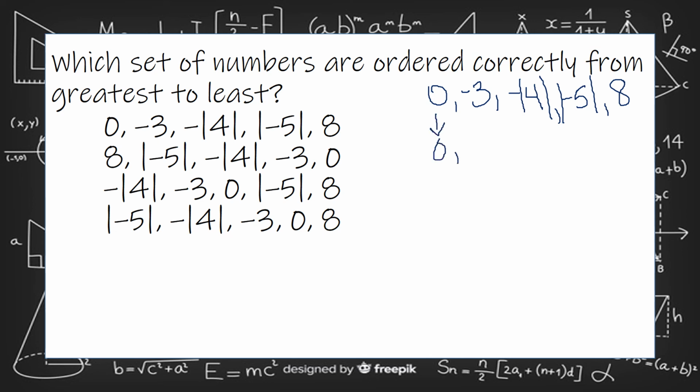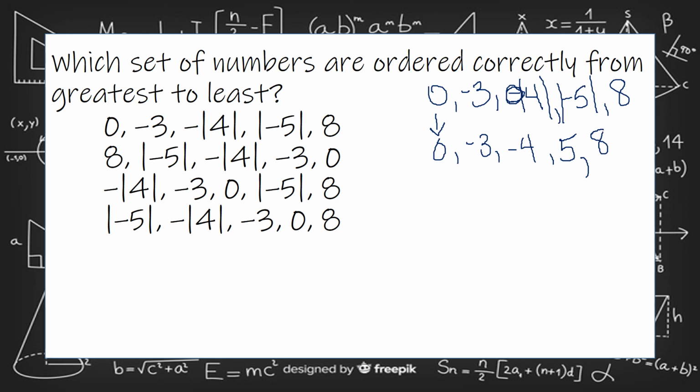So 0 is the same, negative 3 is the same. The absolute value of 4 is 4. Then it attaches this negative right here to it, so that would be negative 4. And then the absolute value of negative 5. Well, negative 5 is 5 spots away from 0. Remember, absolute value is always positive. So that is 5, and that is 8.